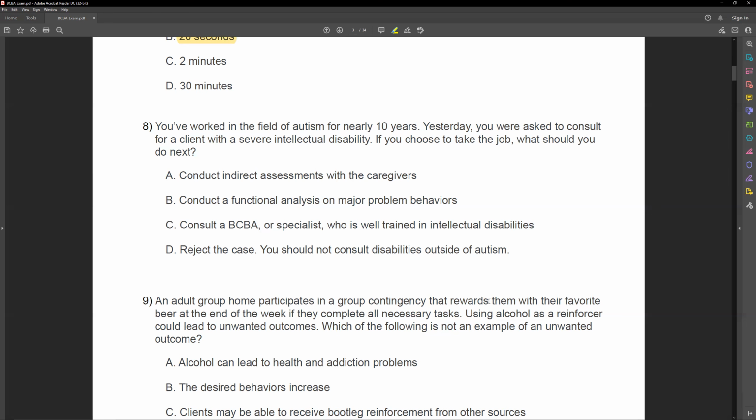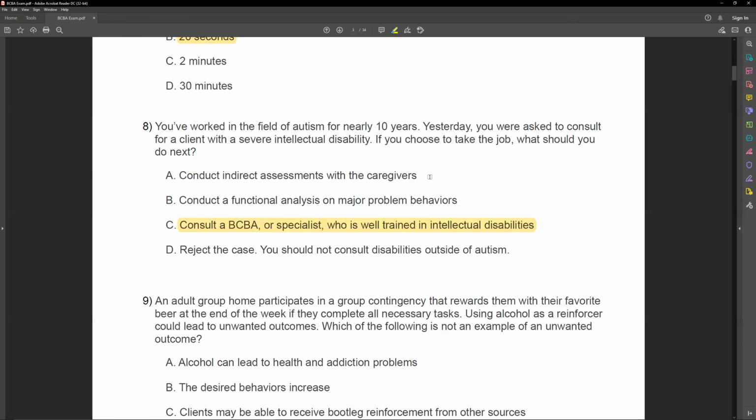Absolutely. What is our task list item, right? Receive appropriate supervision, practice within our scope. If you're going to take the job, you need to be trained, you need to be supervised, okay? You should not just say, oh yeah, I can handle it if you've never worked with intellectual disabilities before.